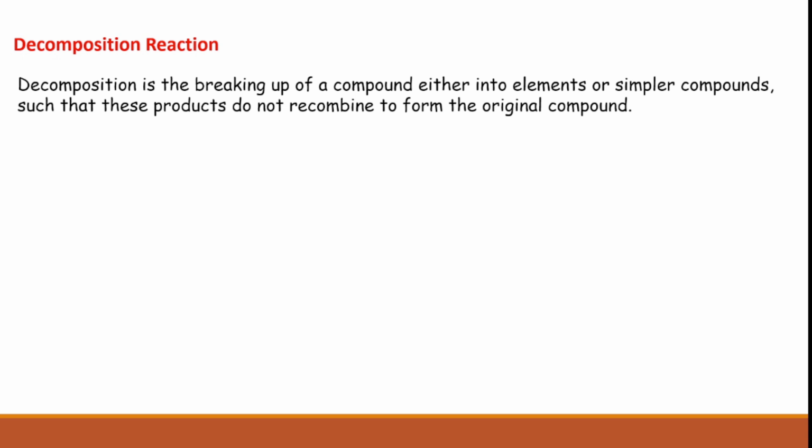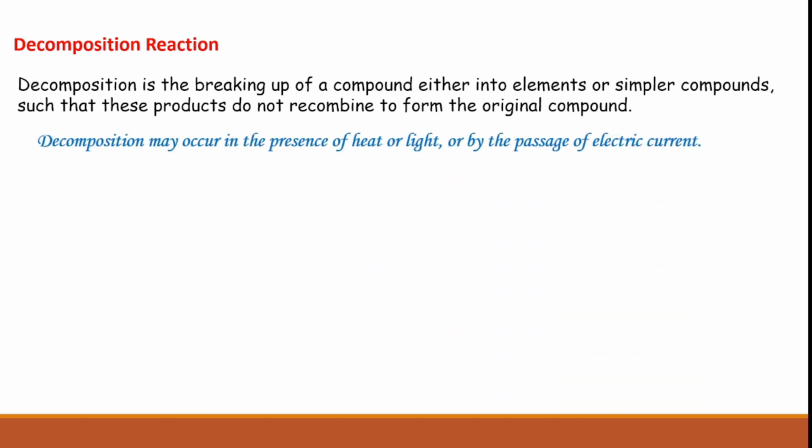In chemical reactions, a compound breaks up into elements or simpler compounds such that these do not combine back to form the original compound. Such a reaction is called a decomposition reaction. So what is a decomposition reaction? In a decomposition reaction, a compound splits or breaks down into elements or simpler compounds. These simple compounds or elements do not join back together or recombine to form the original compound. Such reactions are called decomposition reactions.